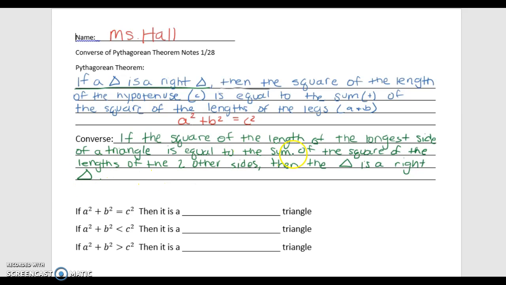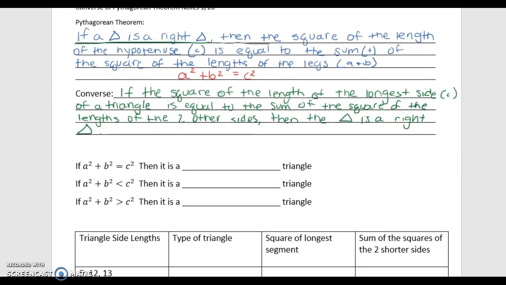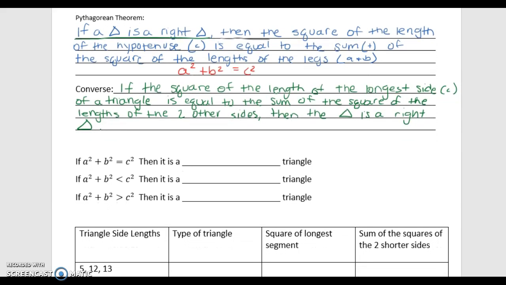Now notice it's the length of the longest side, because before you know that it's a right triangle, you can't call it the hypotenuse. It's just the longest side. And so it's still C. The longest side is still C, and the two other sides are still A and B. So if that is true, then we know it's a right triangle. So that's how it's the converse versus starting off as a right triangle and being able to figure it out. And we kind of touched on that yesterday in our warm-up when we were saying, do these three values create a right triangle?